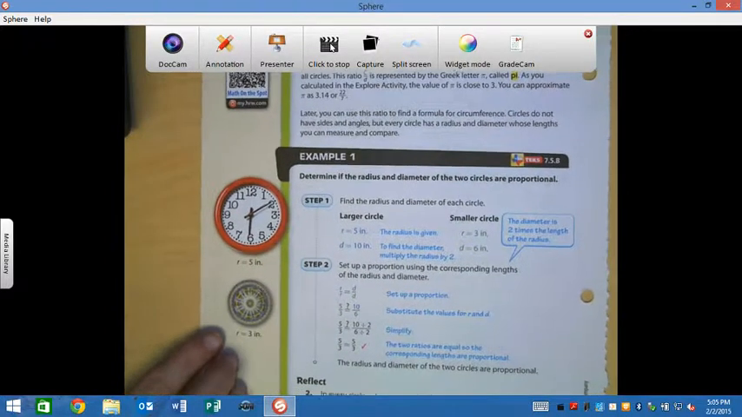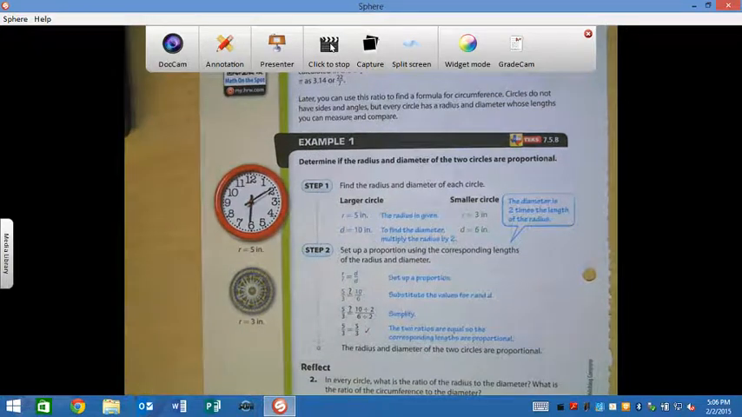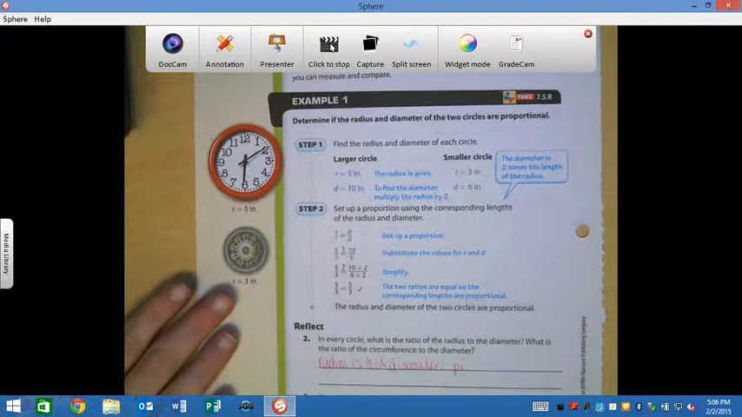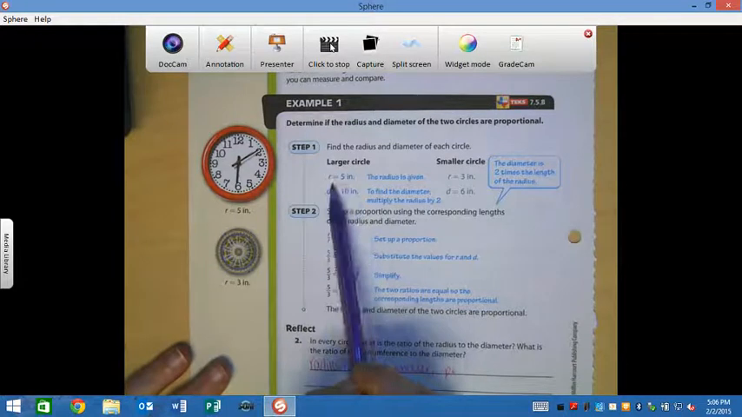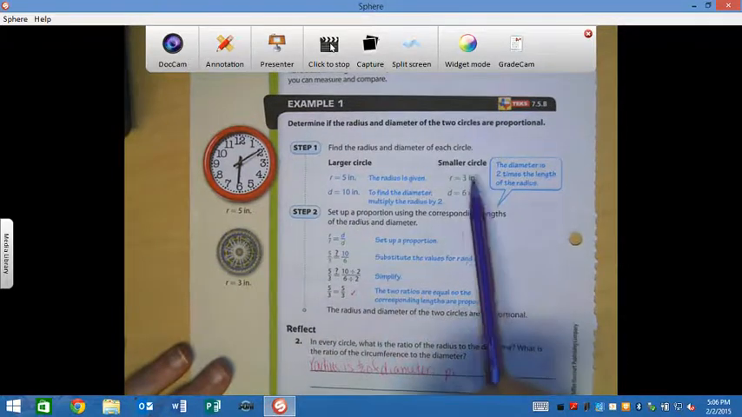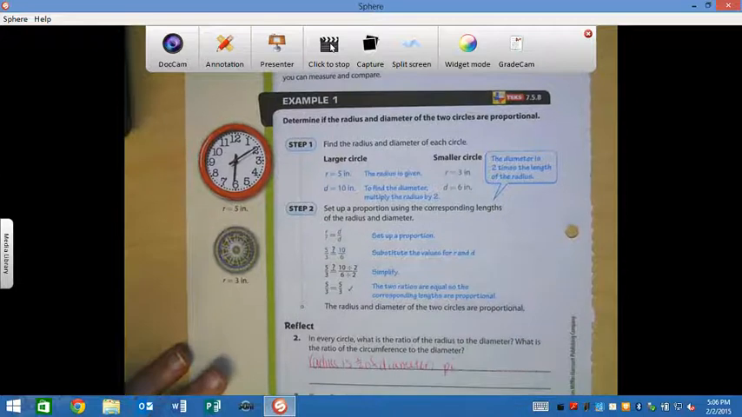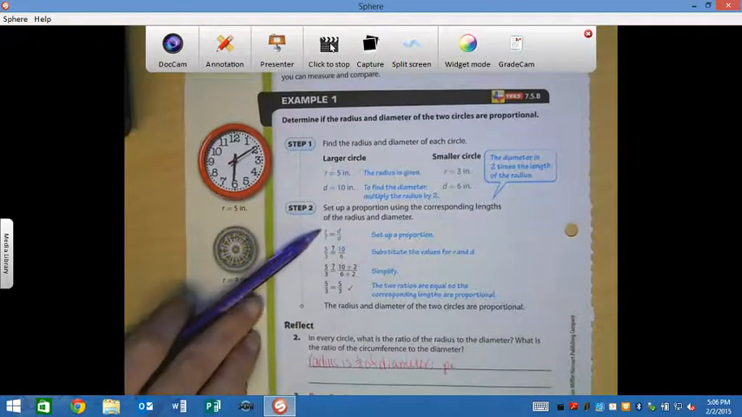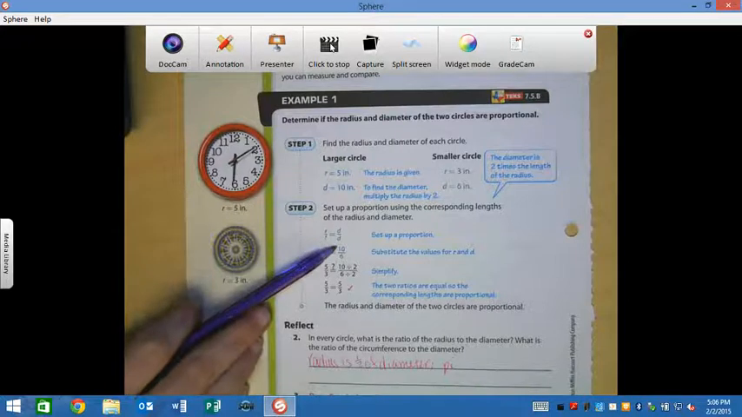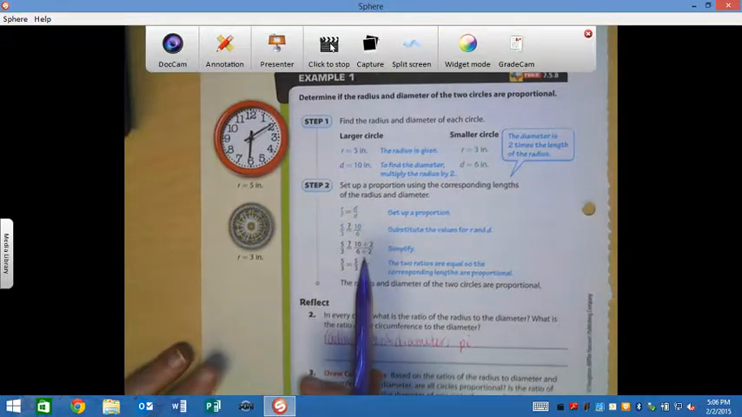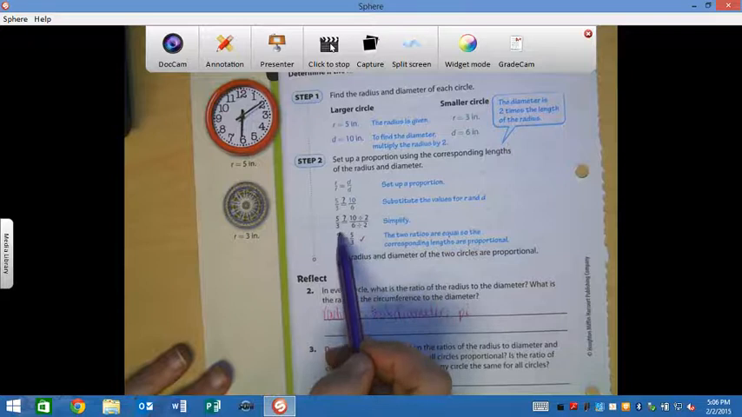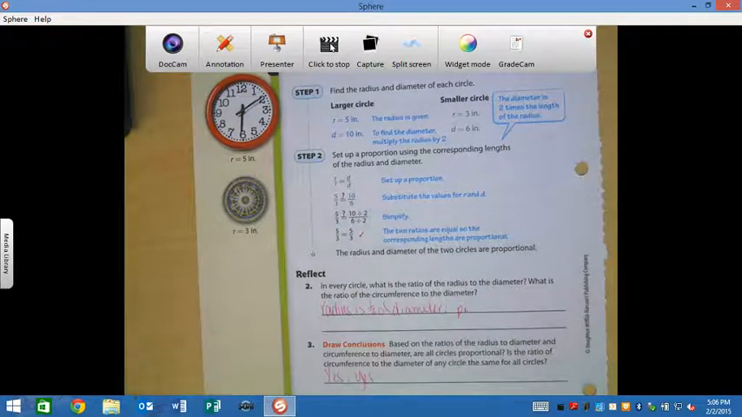Later, you can use the ratio to find a formula for circumference. Circles do not have sides and angles, but every circle has a radius and a diameter whose lengths you can measure and compare. So, for example 1, determine if the radius and diameter of the 2 circles are proportional. We have a larger circle with radius 5 and diameter 10, and a smaller circle with radius 3 and diameter 6. If we set up a proportion, we compare radius to radius and diameter to diameter, and we get 5 over 3 is equal to 10 over 6. Well, 5 times 2 is 10, and 3 times 2 is 6, so this does look like it works out.